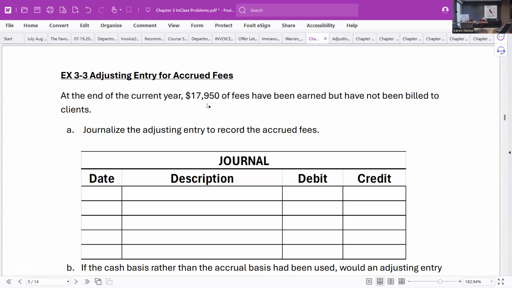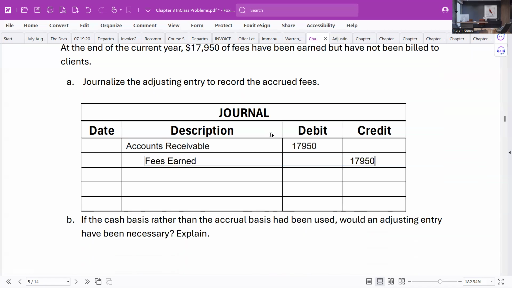So if we've got fees of $17,950 that we've earned, but we haven't billed for yet, then again, we need a receivable for $17,950. And we need a credit to the revenue account, fees earned, for $17,950. And that's the adjusting entry to record the accrued fees.